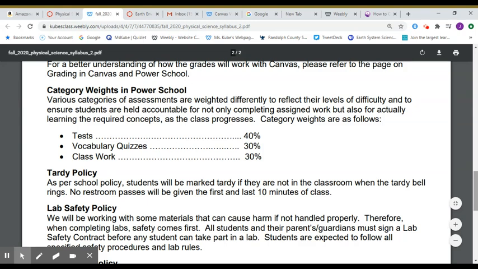All the classwork, all the lessons, like on Canvas, all that will be within classwork, and that's a total of 30% of your grade.